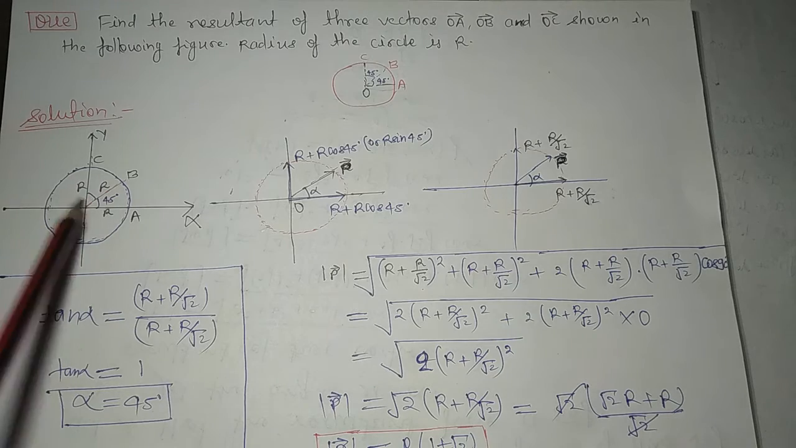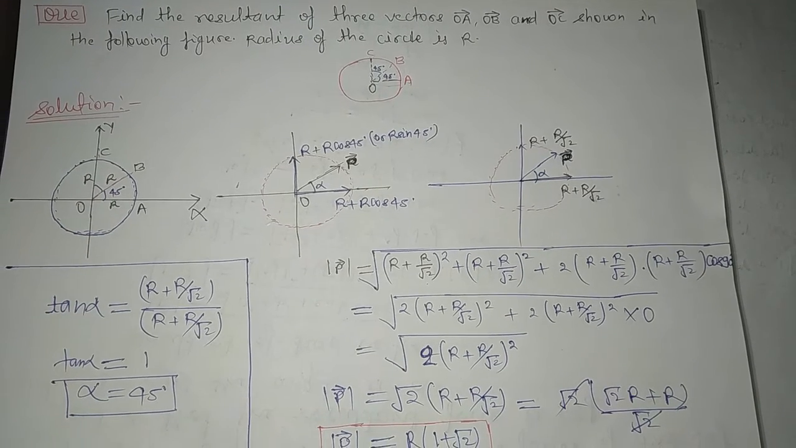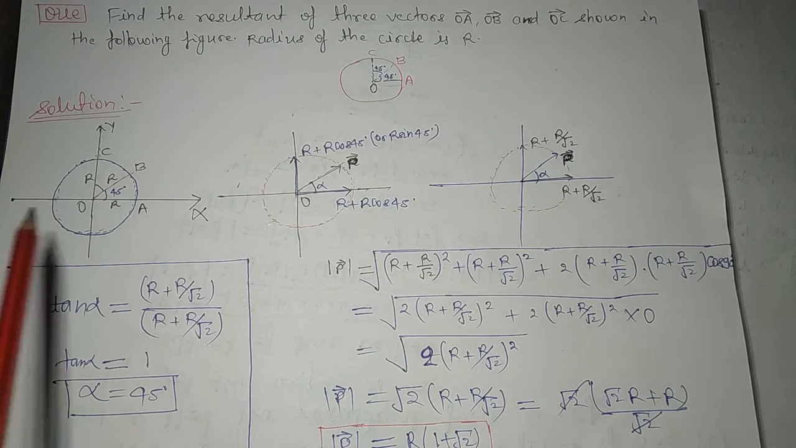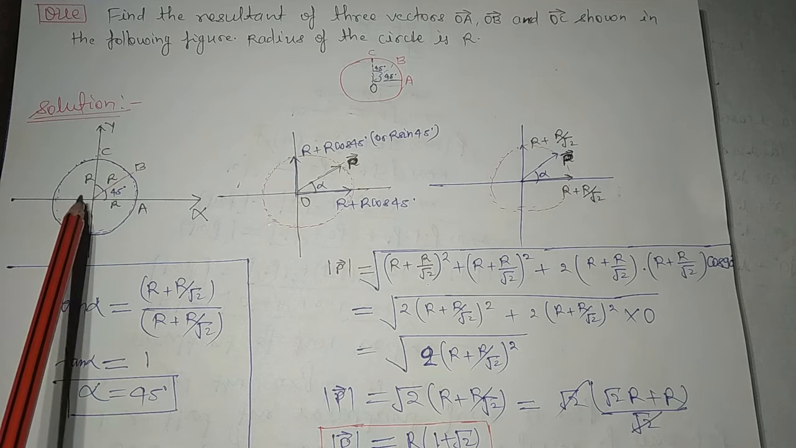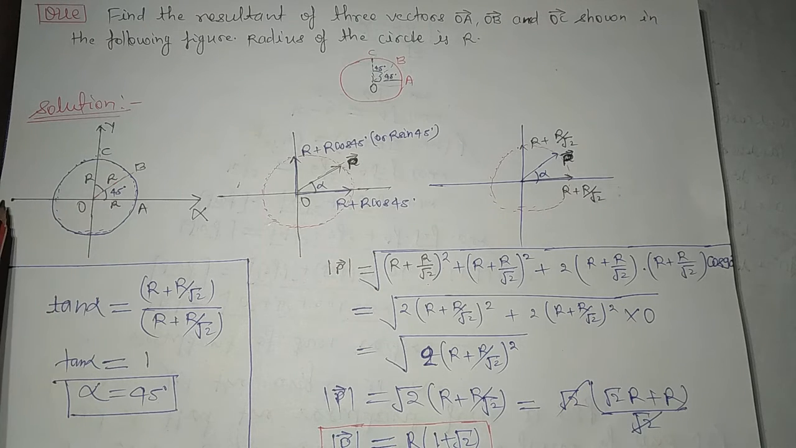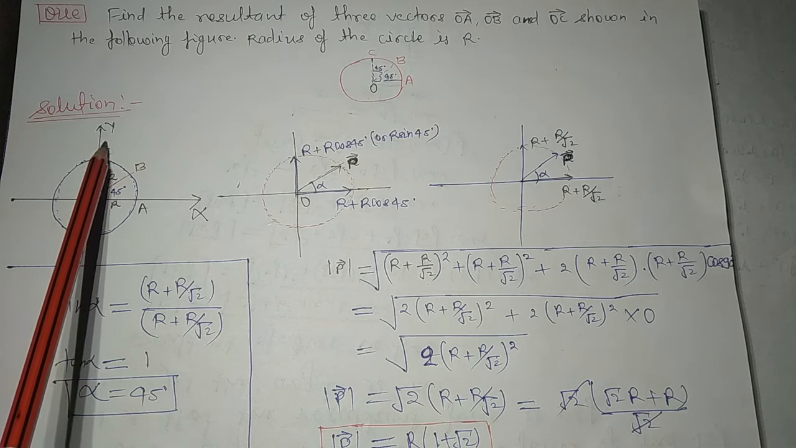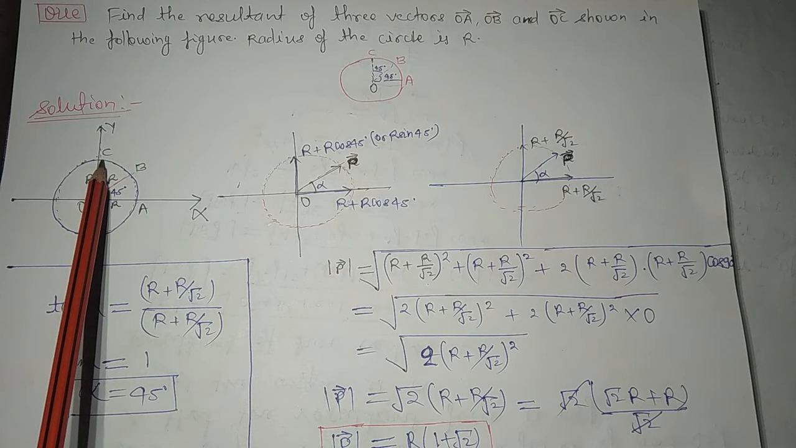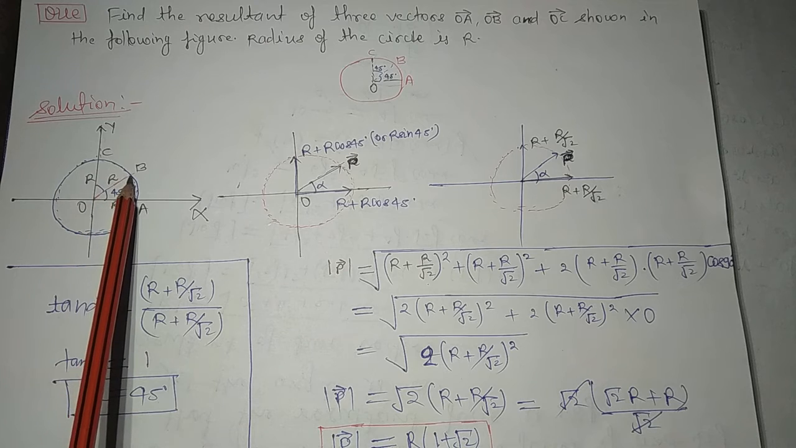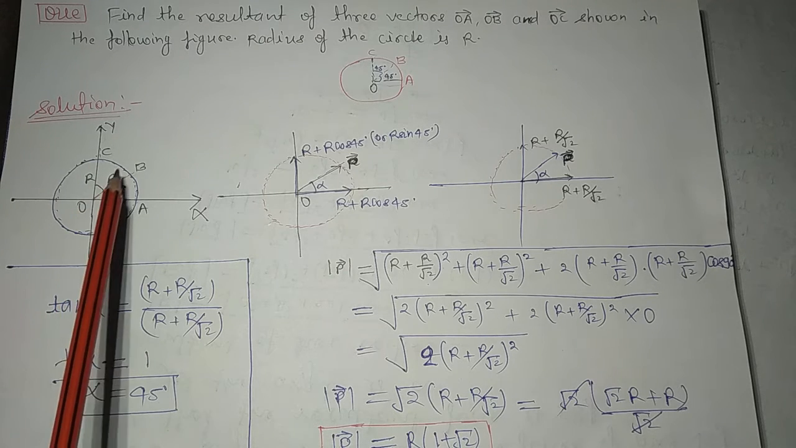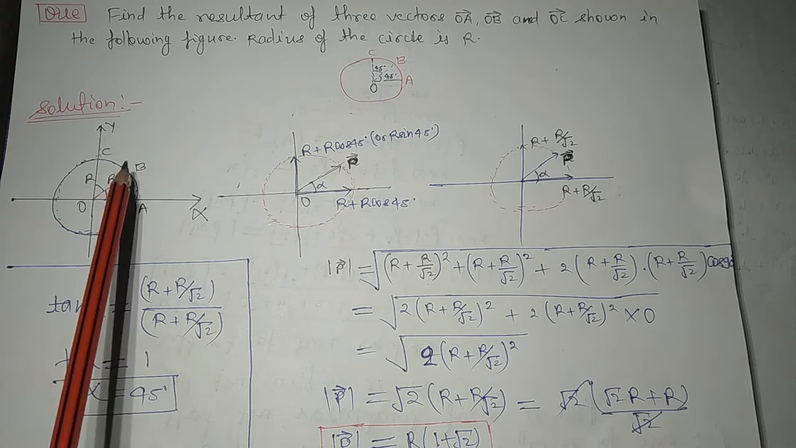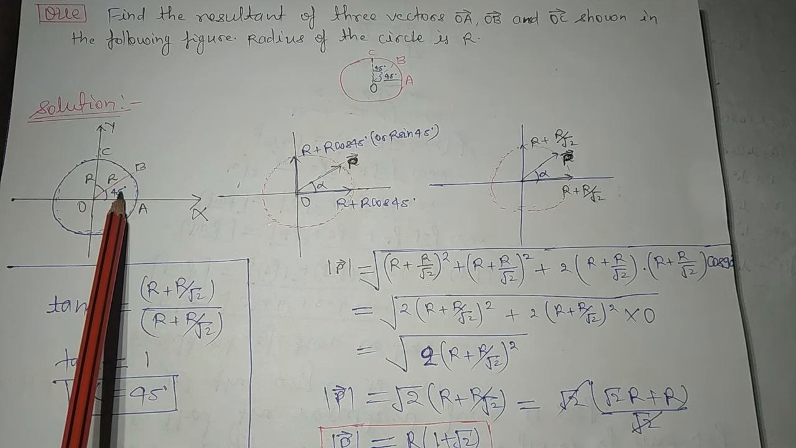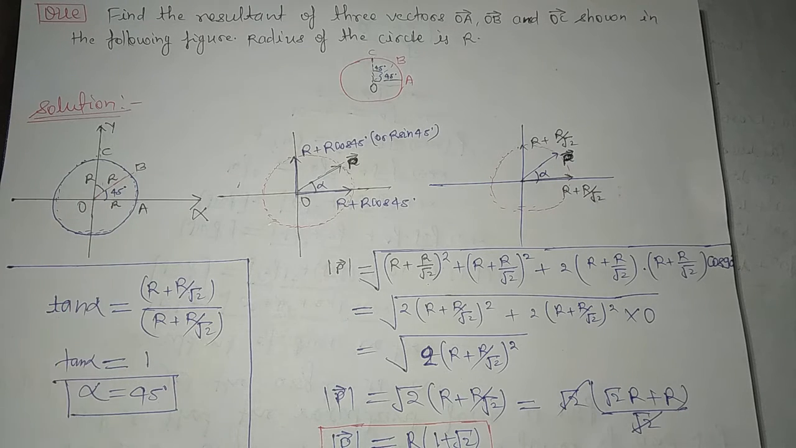So look at the solution here. First we have to draw the coordinate axis. This simplifies the question. So here is the x-axis and this is the y-axis. This is point A on the x-axis and this is point C on the y-axis, and this is point B somewhere between point A and point C. It is in the first quadrant, and this angle is 45 and this angle is also 45.